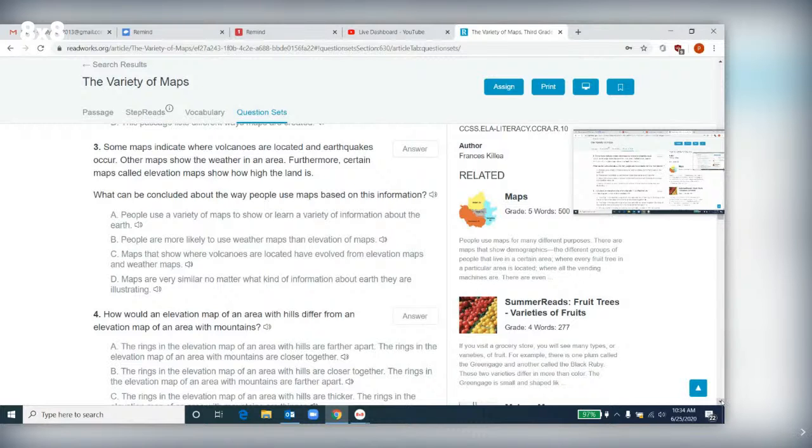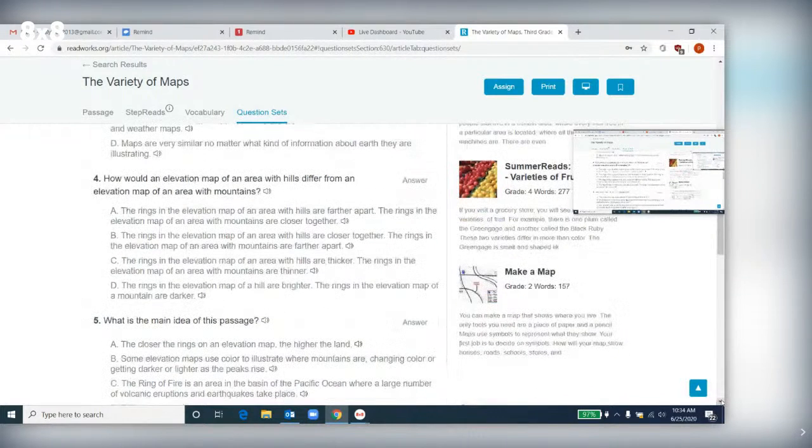Number 4. How would an elevation map of an area of hills differ from an elevation map of an area with mountains? And this basically was talked about in the passage. So when the rings are closer together, it's higher elevation. When they're further apart, it's flatter. So which one of those would support that? A, the rings of the elevation map of the area of hills are farther apart. The rings of the elevation map of the area of mountains are closer together.